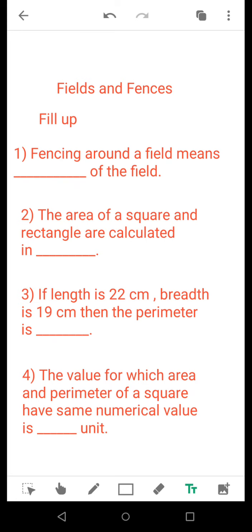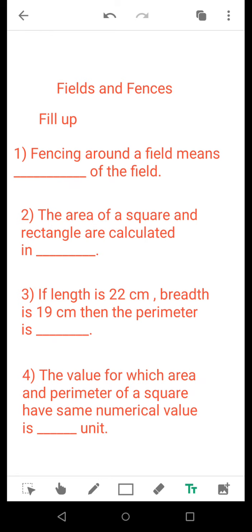Number 2, the area of a square and rectangular calculated in dash. You know that we put units beside it, not any particular units, but what generally we put, you have to write that.